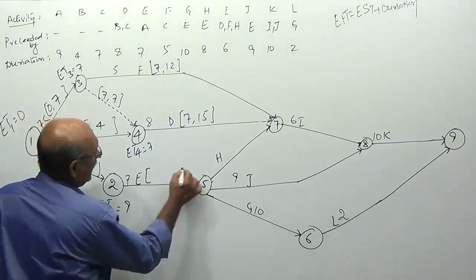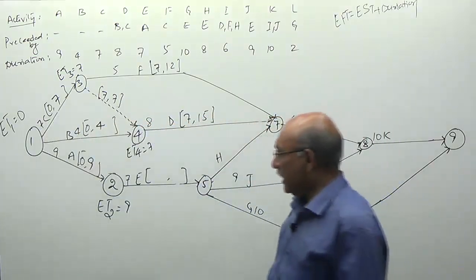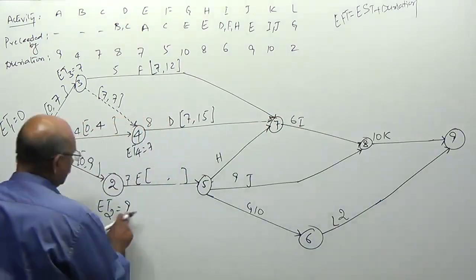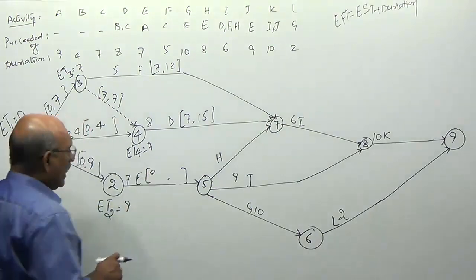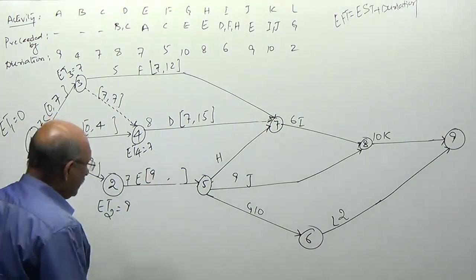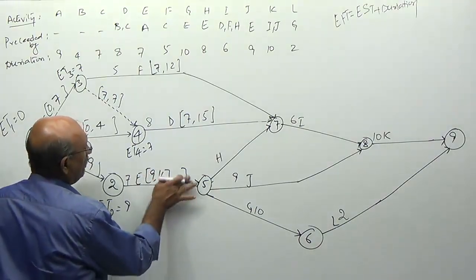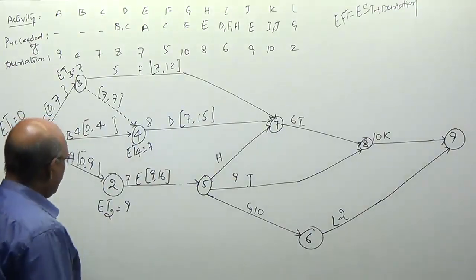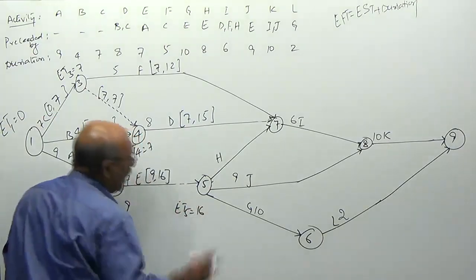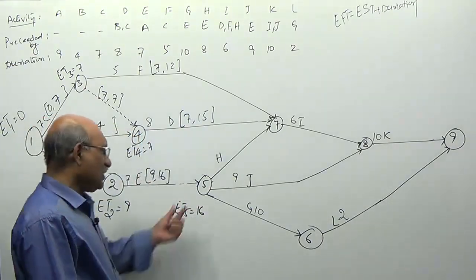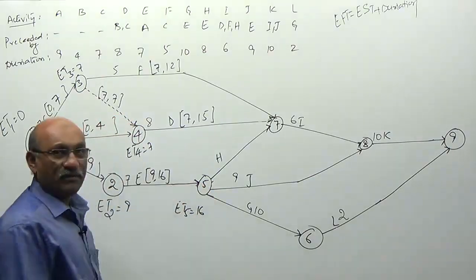As and when activity A is completed, I can take activity E. So, for this, the starting time is equal to 9 and the finishing time is 9 plus 7, 16. On the 16th day, I am reaching node number 5.